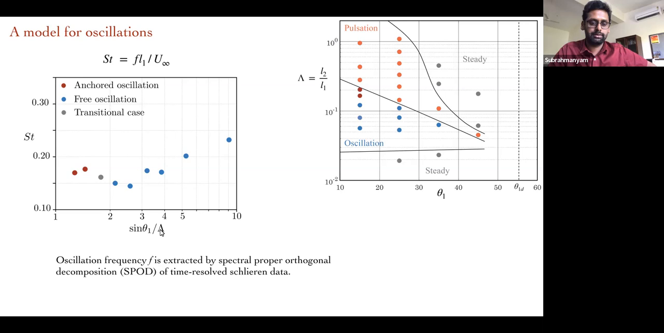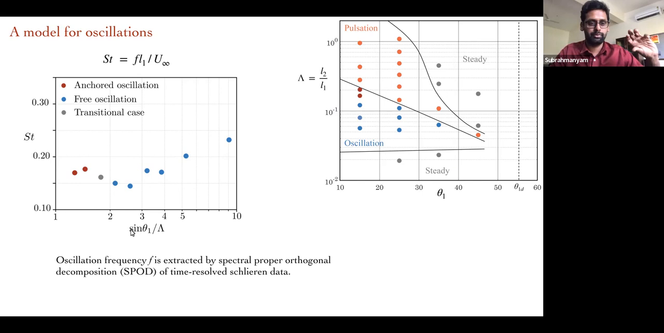Okay. So the blue markers are free oscillations. The red markers are anchored oscillations. And this single gray marker here is what we call the transitional case. This is an interesting case where, for part of the oscillation cycle, the separation point is free to move about, and for the rest of the cycle, it gets anchored at the nose. So it has this mixed characteristic. We call it a transitional case because the flow is in the process of transitioning from free to anchored oscillation.